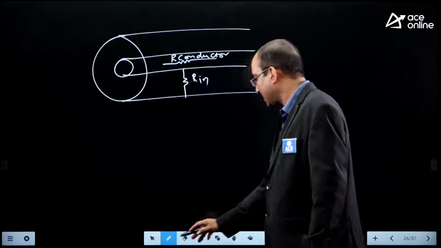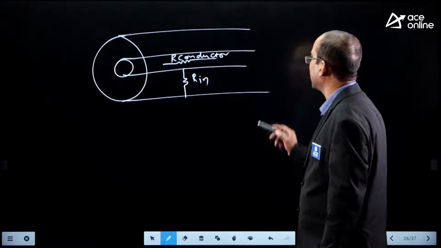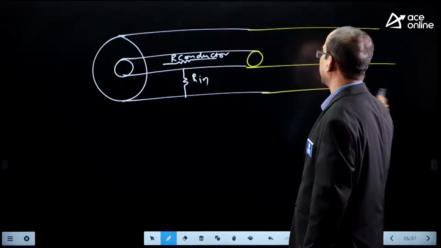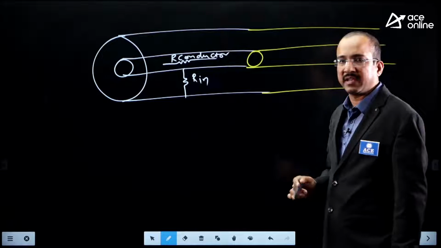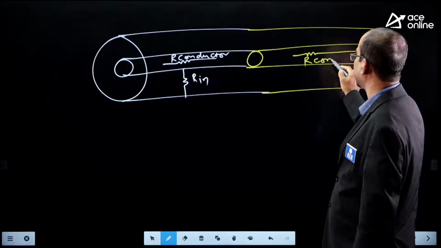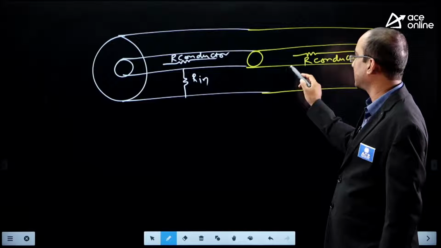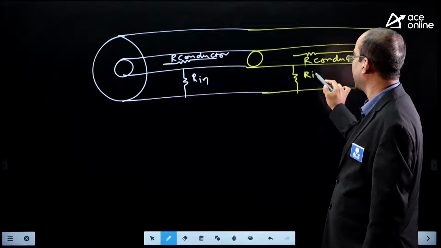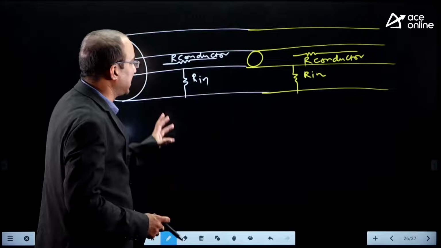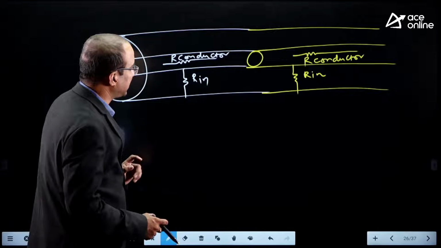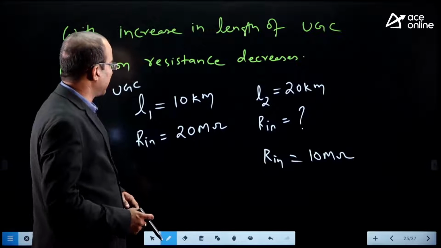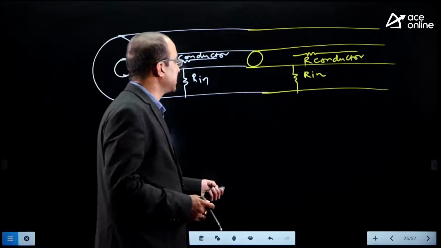Now initially we have this length of cable. If the length is being extended, then the conductor resistance will be added up in series, but the insulation resistance will be in parallel. So the effective insulation resistance will get reduced once the length of the cable is increased, but the conductor resistance increases. Okay, so that's about the conductor resistance and insulation resistance.